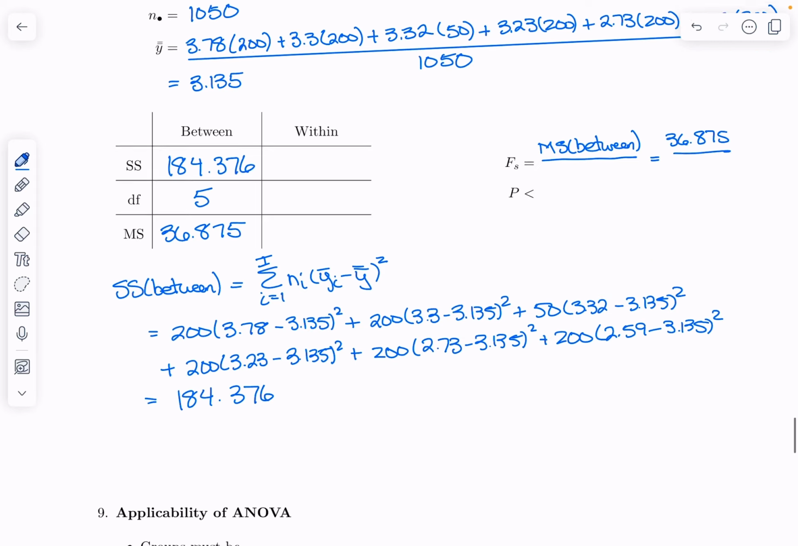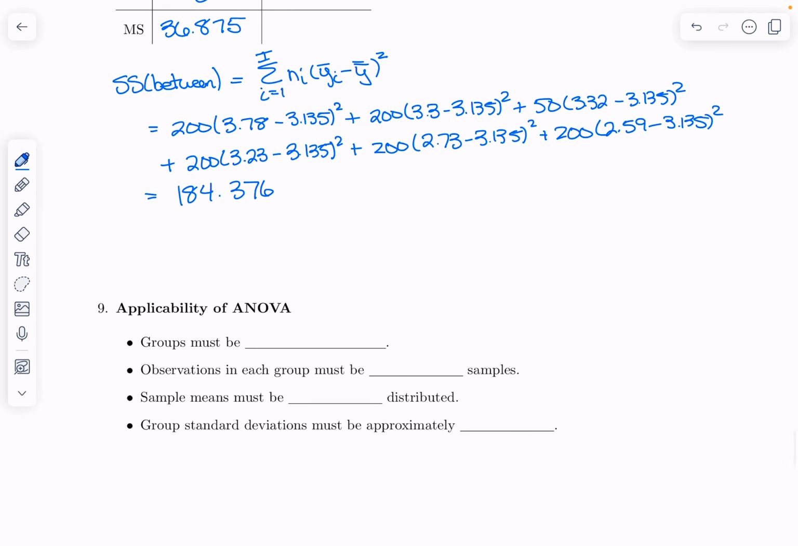Now I need to do the sum of squares within, and here I'm going to need the variances. So my sum of squares within is going to be the sum over all the groups of n minus 1 times the variances. So what's that going to look like?